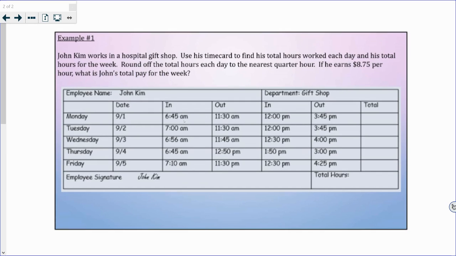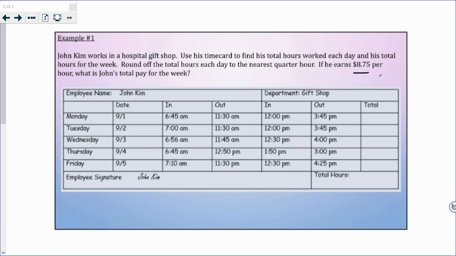Okay, here's an example. John Kim works in a hospital gift shop. Use his time card to find the total hours worked each day and his total hours for the week. Round off the total hours each day to the nearest quarter hour. And if he earns $8.75 per hour, what is John's total pay for the week?